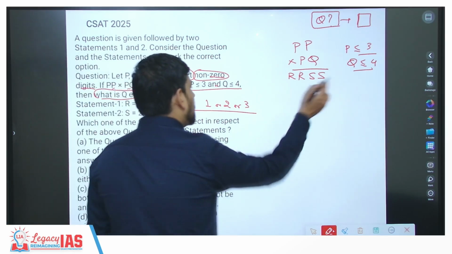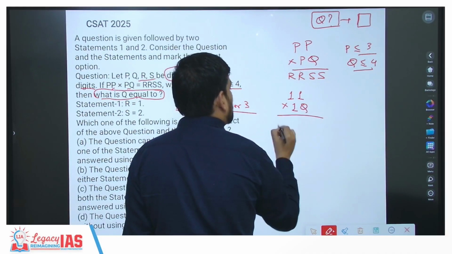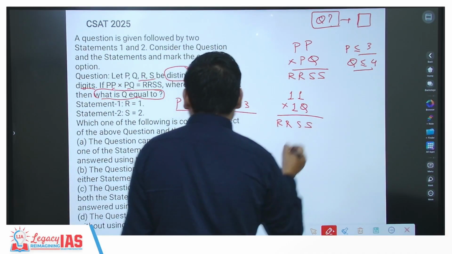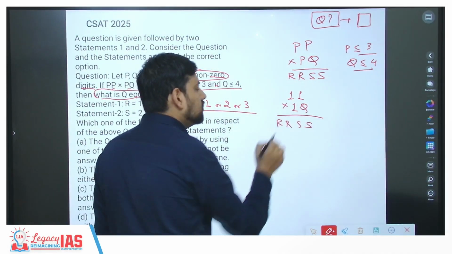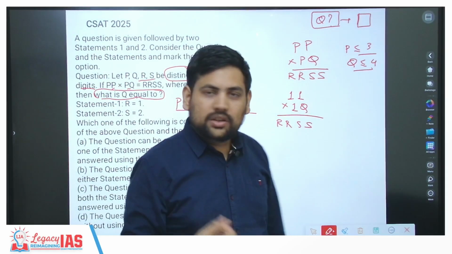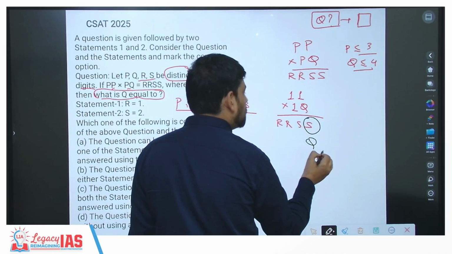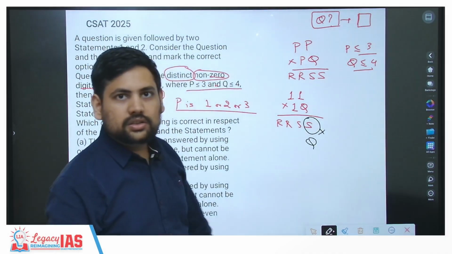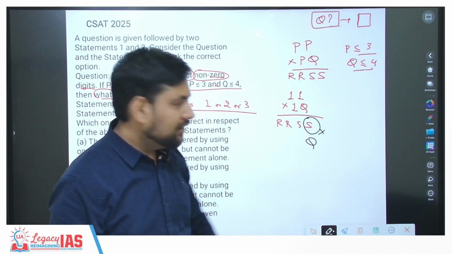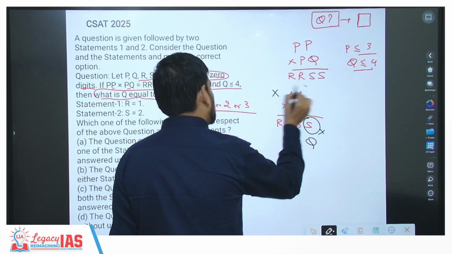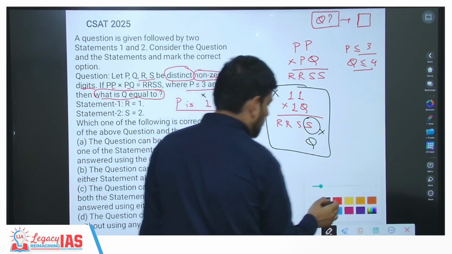So let's try it. This becomes 11 into 1Q is equal to RRSS. Now PQRS are all distinct. Now 1 into Q will give you the last digit as Q, not S. Correct, the last digit has to be Q, it cannot be S. That means 11 for PP is not possible. So case 1 is gone.